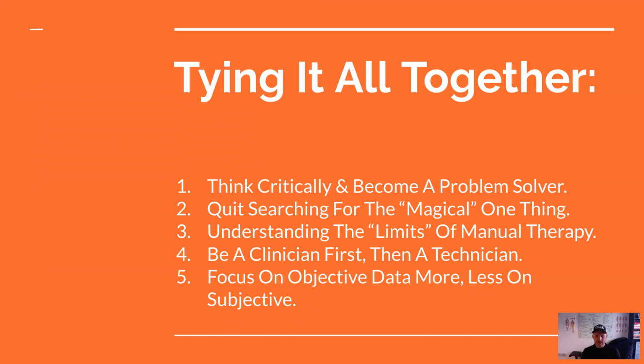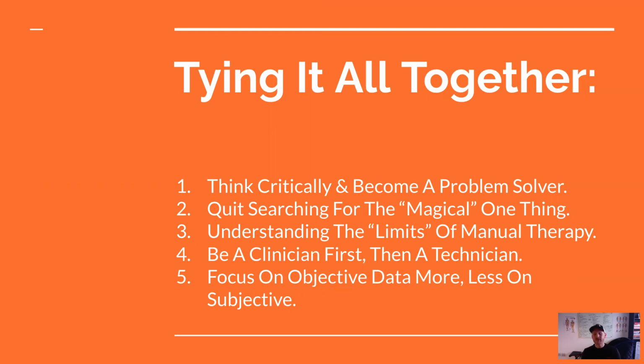Number two, quit searching for that magical one thing, like, oh, I'm going to treat the fascia, or I'm going to treat this one muscle, I'm going to treat the psoas and all the low back pain will go away, or I'm going to treat the subscap and all the shoulder pain will go away. No, it's a multifaceted approach for what's going on, and understand that you have to consider all the factors.